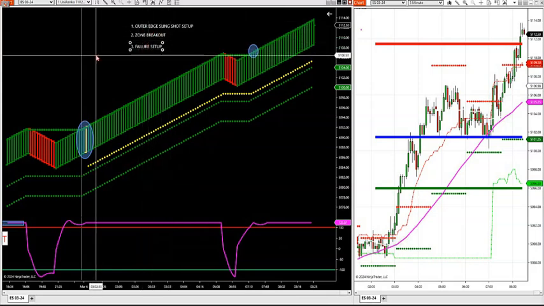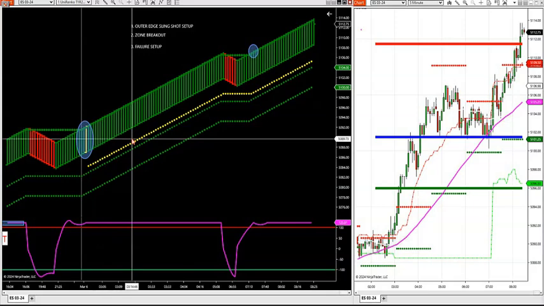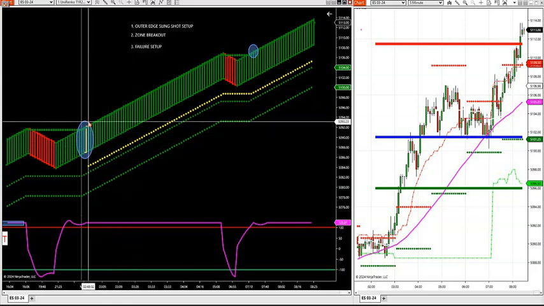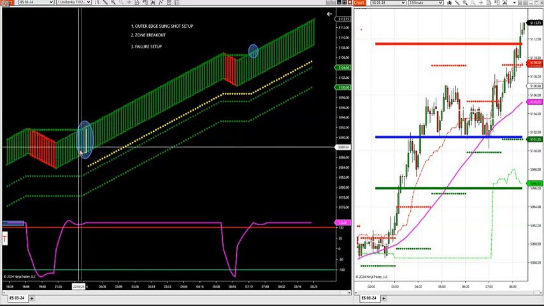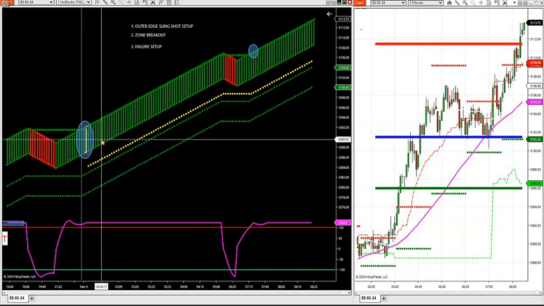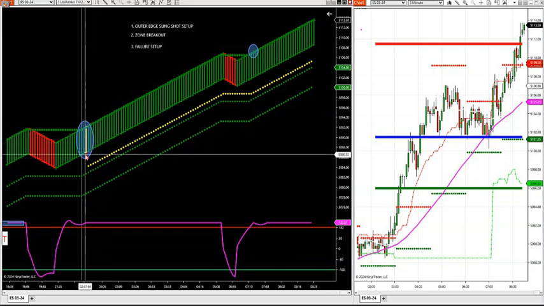We have the outer edge slingshot setup, the zone breakout, and the failure setup. All 3 on your own charts, on any market you look at. We prefer the S&P in the room. That's all we show, only the S&P. We'll form a yellow trigger entry when there's an entry.